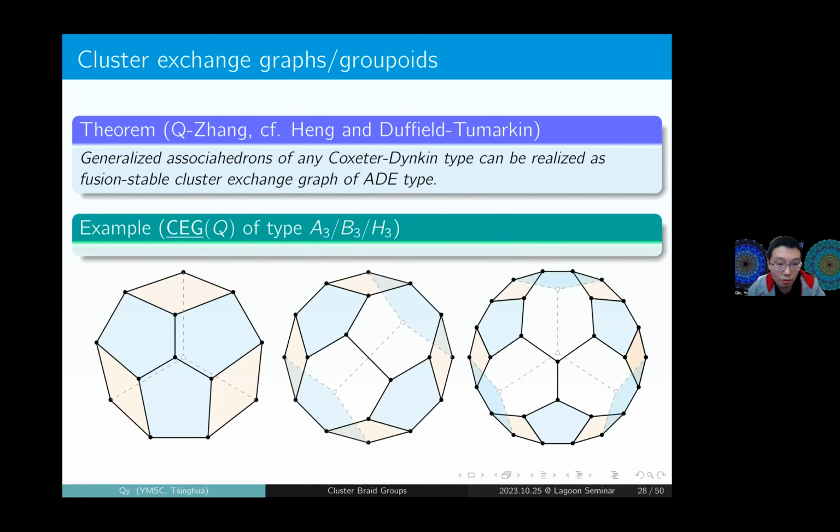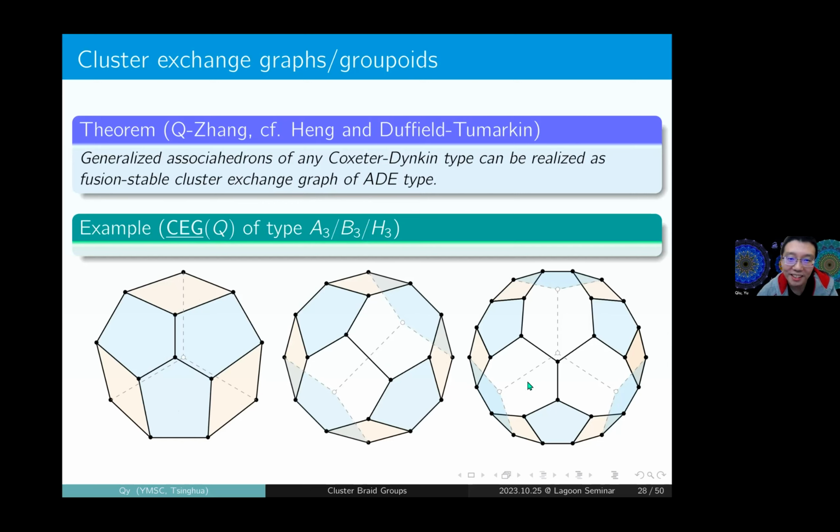And in the joint work with Heping and Han Zhe, we actually calculate all the cluster braid groups in the Coxeter-Dynkin case, including say B3 and H3. So I think this is a very beautiful set of pictures. So this is type A3. This is the unoriented version. So you have 3 squares and 6 pentagons. And in B3, you have 4 squares and 4 pentagons, but you have also 4 hexagons. And in H3, you have heptagons.